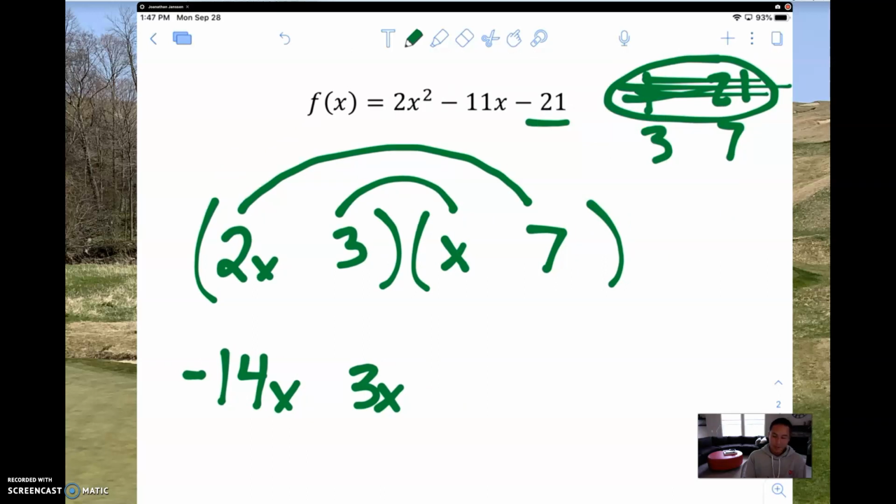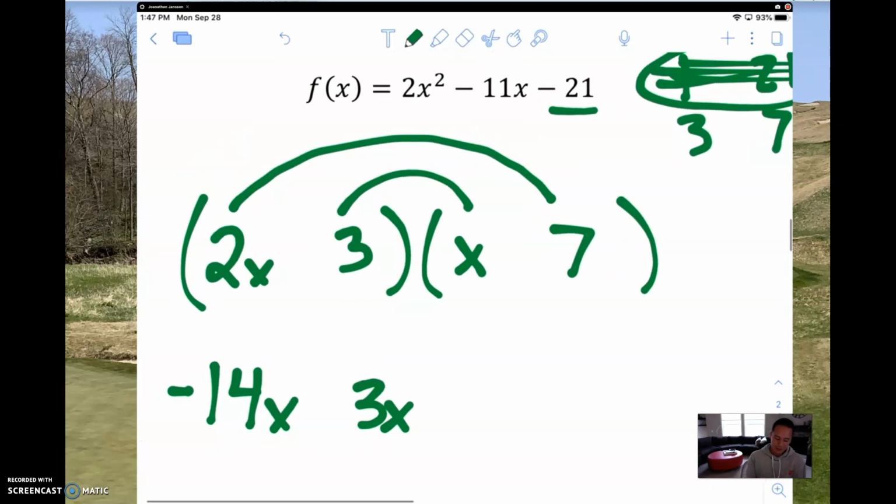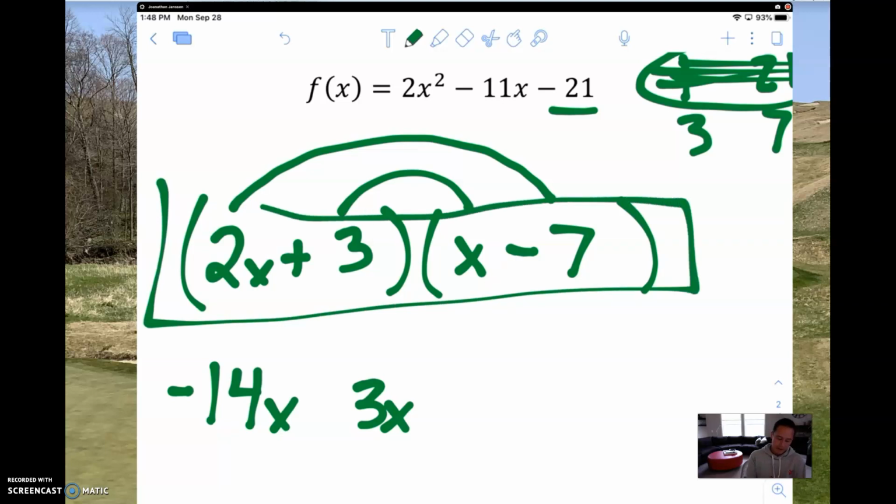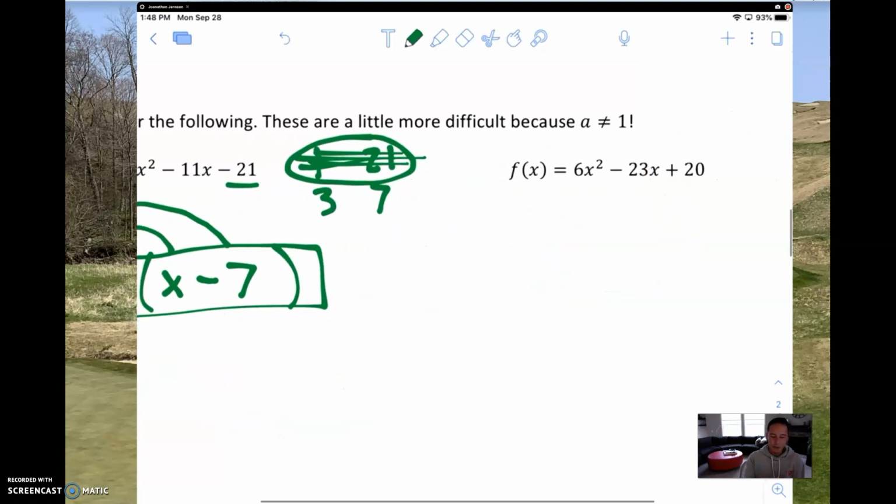So in order to make it a minus 14x, the minus sign has to be attached to the 7, because 2x times minus 7 is minus 14x. And we will have a plus sign in here, and this would be your final factored form, 2x plus 3 times x minus 7. So it does involve a little bit more guess and check, but eventually after you've done them enough, you kind of get the process down and you can figure out which combinations they are a little bit more quickly.